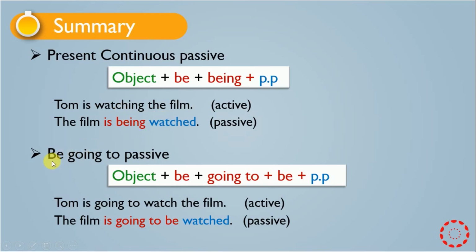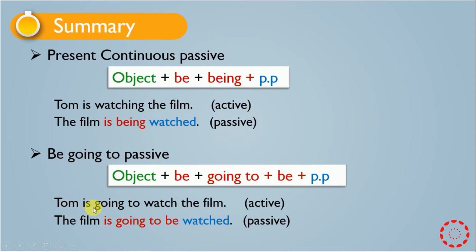Just take ed. And then we have another form of passive voice in present continuous, which is be going to passive. This is the rule of be going to passive. As you see here, we have an object at the beginning, and then we have verb to be, or we can say verb be, and then we have going to. After going to, we have be also here, and then we have pp.